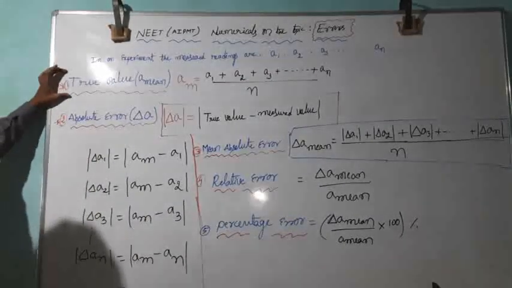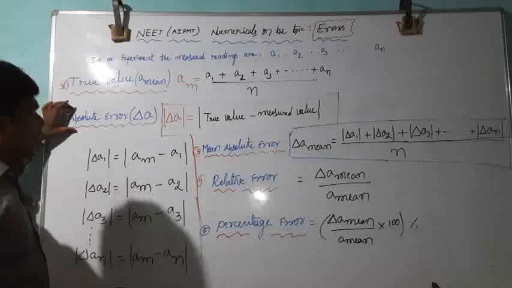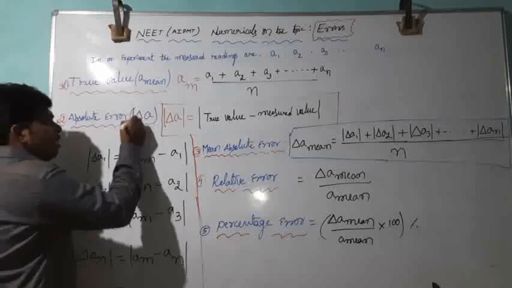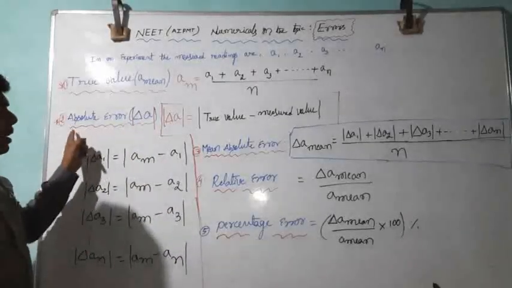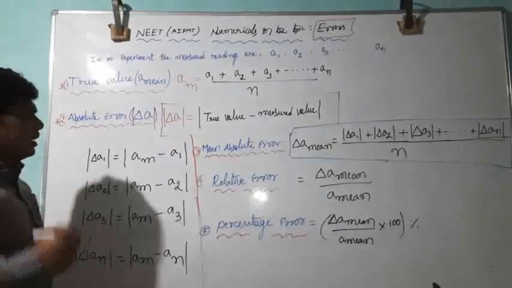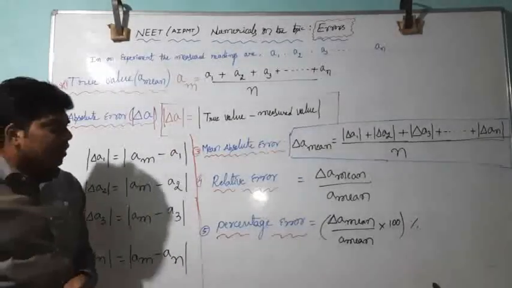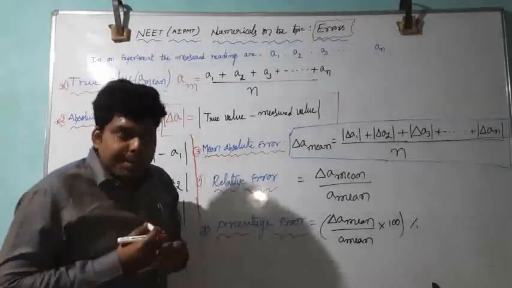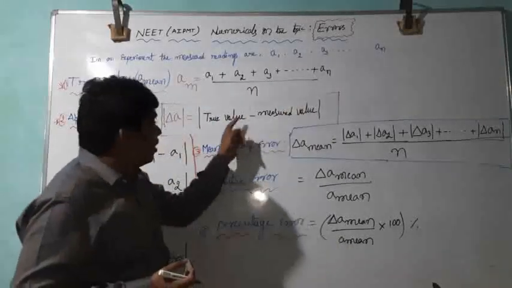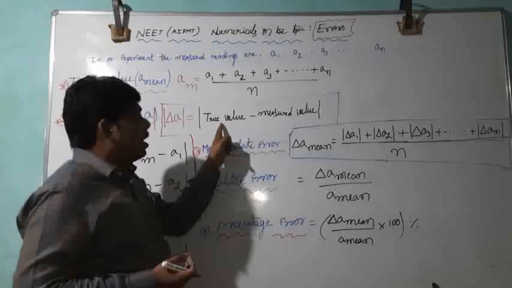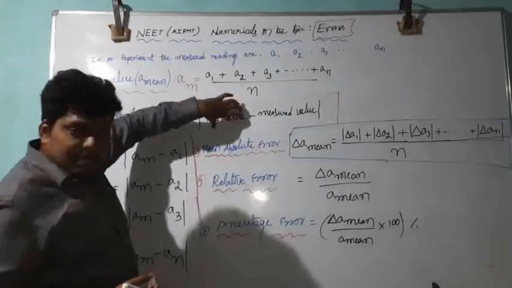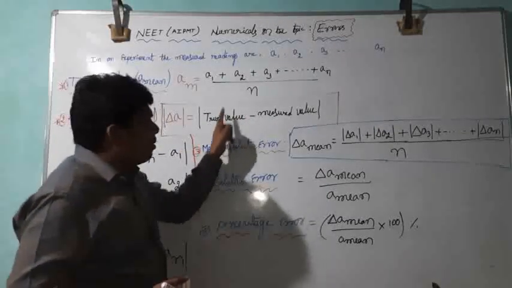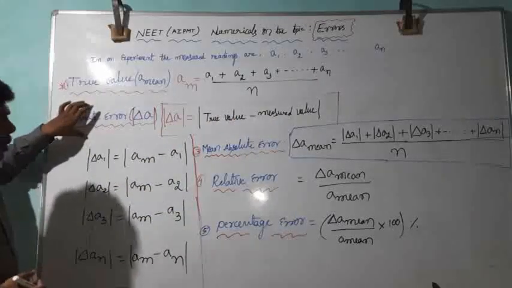After calculating the true value, we have to go for the absolute error. Absolute error is indicated by the magnitude of delta A. What is meant by absolute error? Absolute error is nothing but the magnitude, these two parallel lines indicate the magnitude, of what? It is the difference between the true value and the measured value. Already we know what is meant by true value. The magnitude of the difference between the true value and the measured value is nothing but the absolute error.